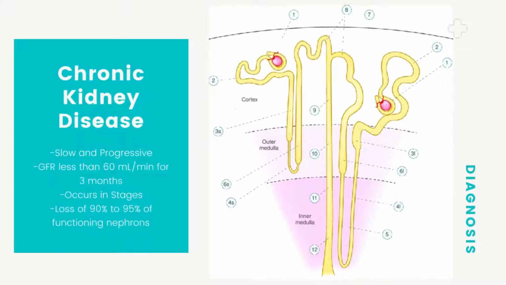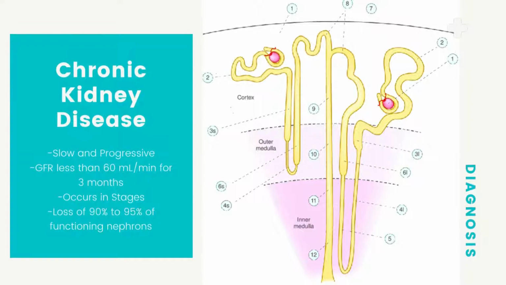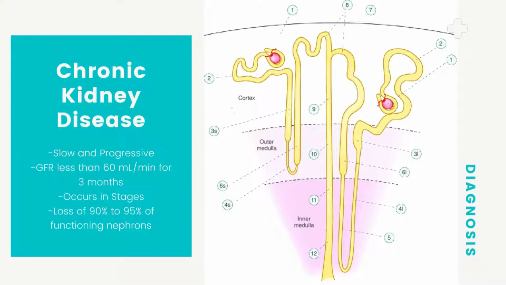Chronic kidney disease, which is also known as CKD, is a slow, progressive, irreversible loss in kidney function. The GFR will be less than or equal to 60 milliliters per minute for 3 months or longer. This disease occurs in stages. With a loss of 75% of functioning nephrons, the client becomes symptomatic. This eventually results in uremia or end-stage kidney disease. End-stage kidney disease is diagnosed when there is a loss of 90% to 95% of functioning nephrons.